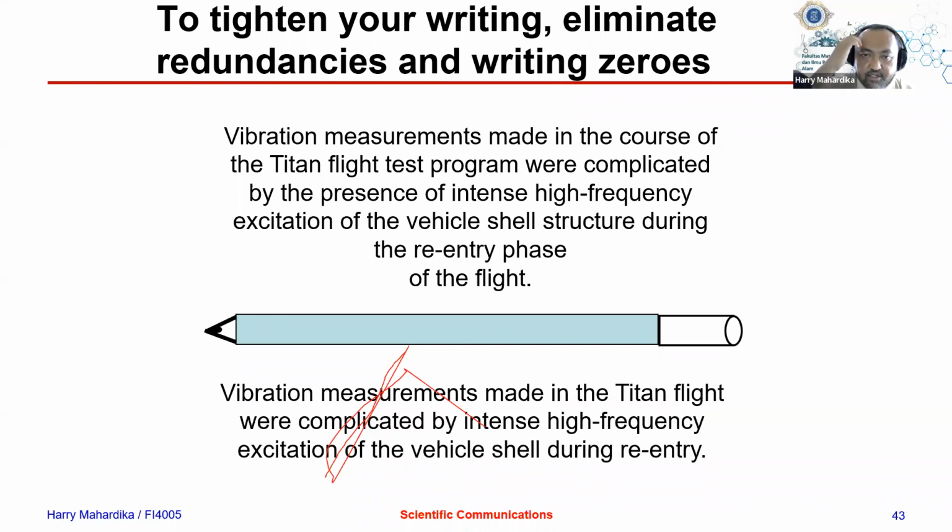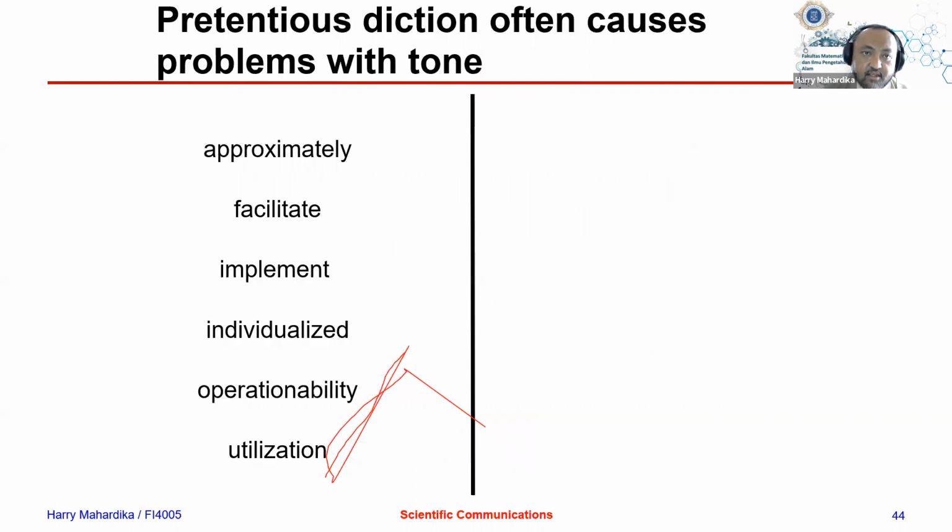Okay, so instead of "vibration measurement made in the course of the Titan flight as the Horizon 1," we could write it as "vibration measurement made in the Titan flight were complicated by intense high-frequency excitation of the vehicle shell during re-entry." Okay, then pretentious diction often causes problems with the tone.